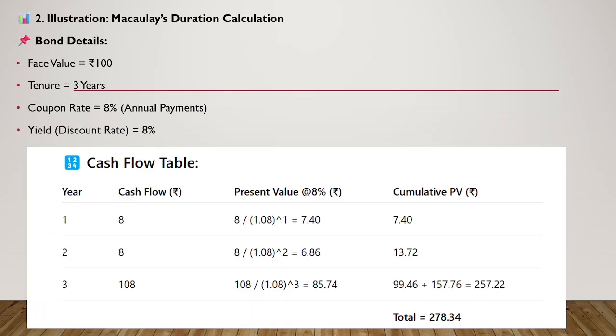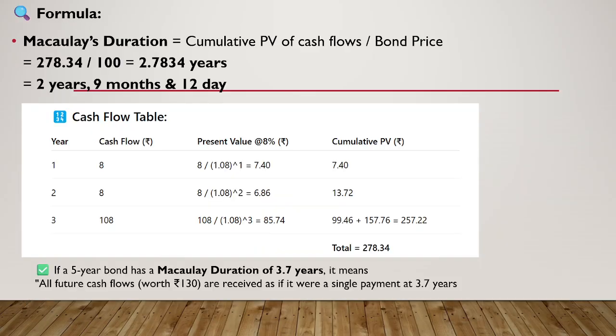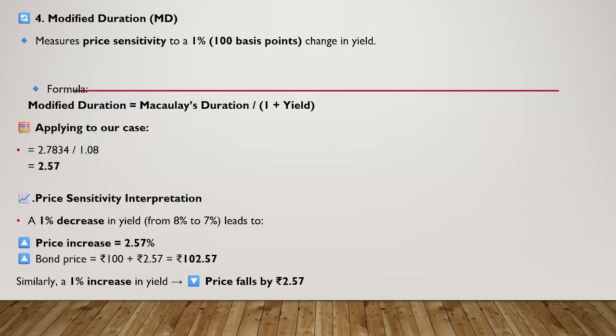Now, divide this by the bond price, which is 100 Indian rupees. Macaulay's duration equals 278.38 divided by 100 is equal to 2.7838 years. So, on average, it will take approximately 2.78 years to recover the investment, not just the coupon, but the entire present value of all cash flows. Macaulay's duration tells us when we get our money back, on average.